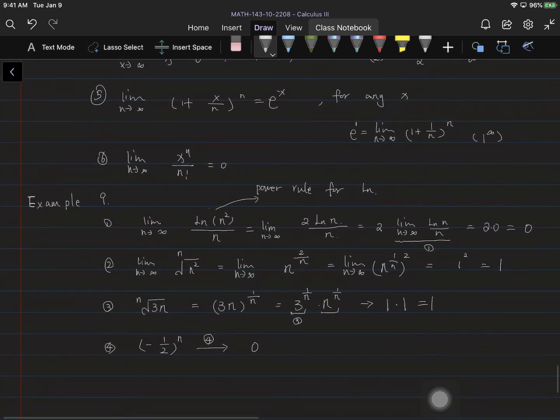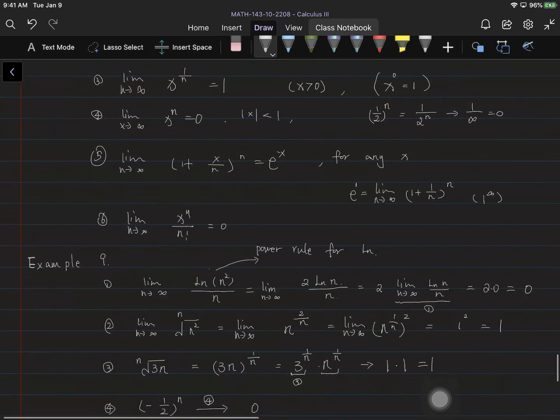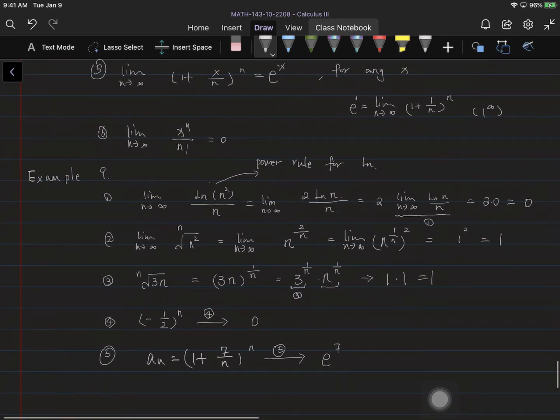Let's try one more. Okay, one more. If we have a_n equals 1 plus 7 over n, to the n, which limit does this go to? So let's take a look. This should go to e to something, right? The formula, number 5 formula. Okay. x is 7, so this goes to e to the 7. We can write down the answer directly.